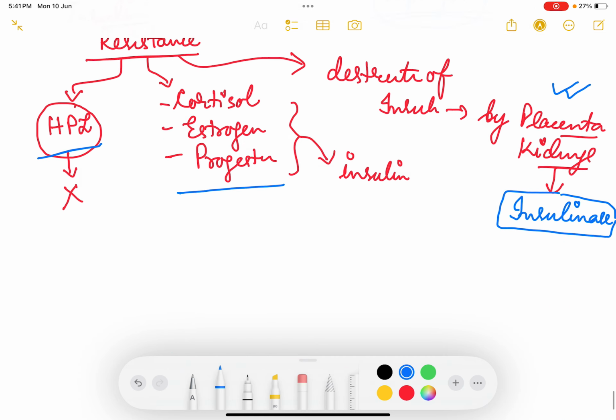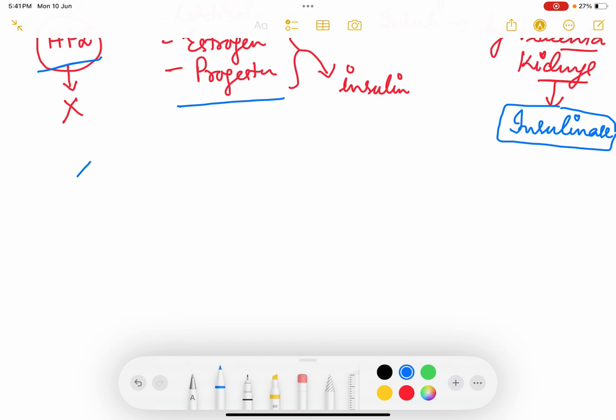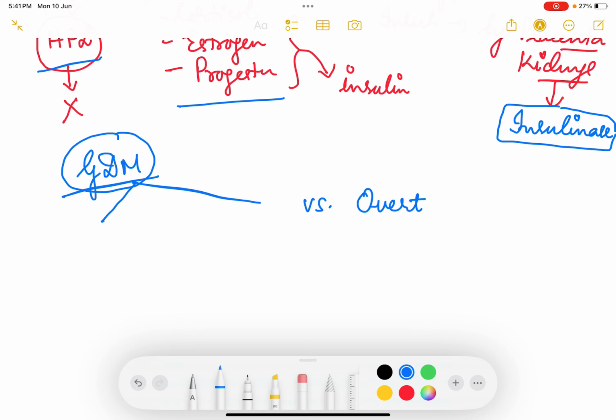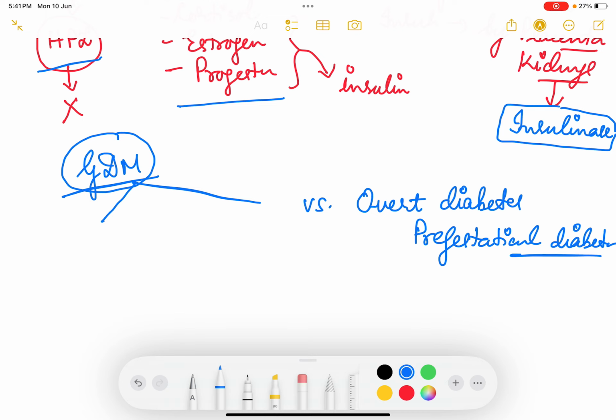Because diabetes is common in pregnancy, that is why it is very important to read about gestational diabetes mellitus. So what actually is gestational diabetes? You have to differentiate it from overt diabetes. What is overt diabetes? Overt diabetes is also called pre-gestational diabetes. Pre-gestational diabetes means diabetes which was already present before pregnancy.